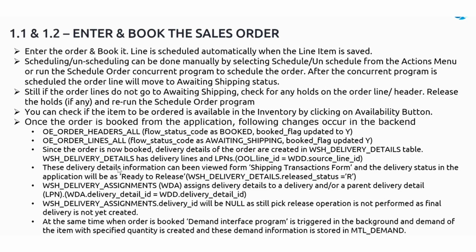And as I told you, as soon as you book the order, there is another program which will be running in the background called demand interface program, which will be putting the demand in the system that, okay, there is a demand of this particular item X with 5 quantities. So basically that will create a demand line in this MTL demand table with whatever quantities we need from whichever organization for whichever item code.